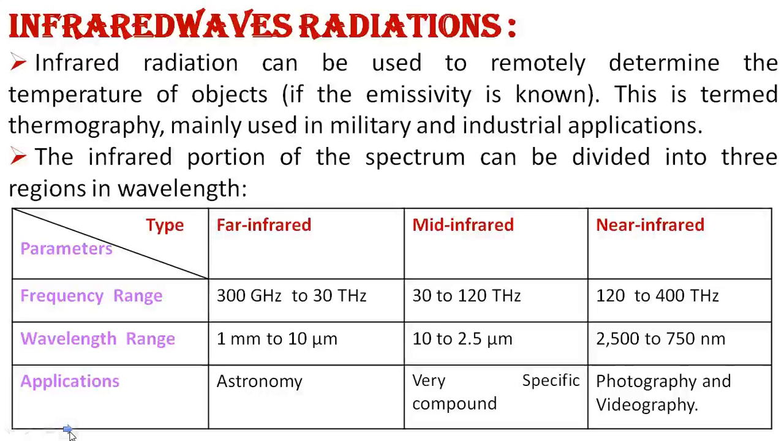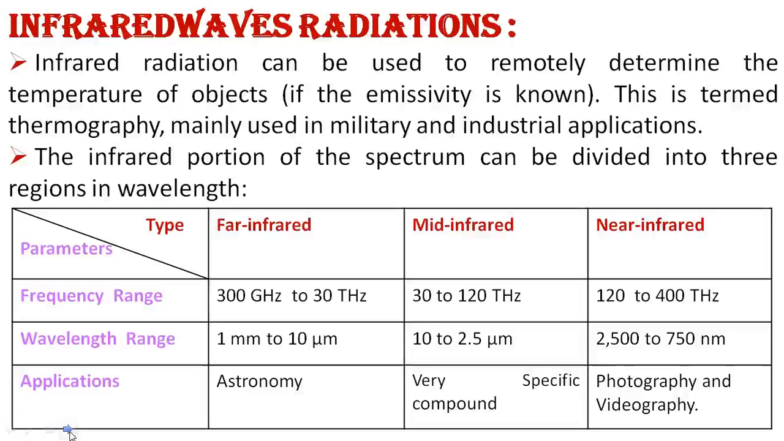The infrared portion of the spectrum can be divided into three regions in wavelengths. First one is the far infrared, second one is the mid infrared, and third one is the near infrared. So it is categorized by some parameters: first one is the frequency range, then the wavelength range, and last one is the application. So first one is the far infrared, 300 gigahertz to 30 terahertz, wavelength 1 millimeter to 100 micrometer. It is used in astronomy.